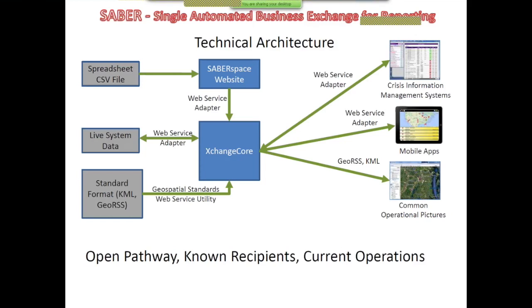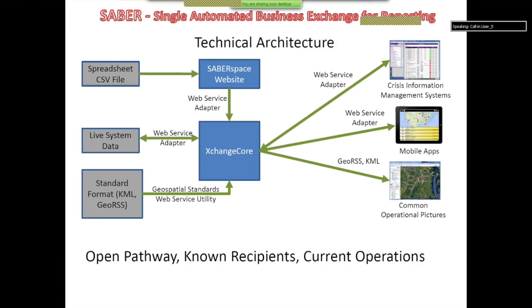On the right-hand side, multiple different ways to get it. If you just want to put it into your map, GeoRSS and KML formats allow you to do that. Mobile apps can use those formats or have a web service adapter, and you'll see one of those, and then you'll see the connection. We're going to use WebEOC as an illustration here of a crisis information management system. So the first level of the technical architecture is an open pathway.